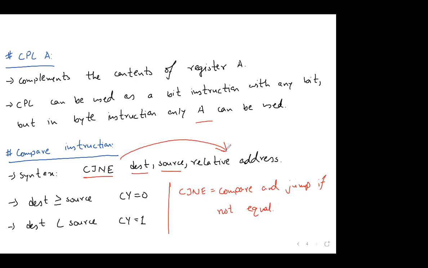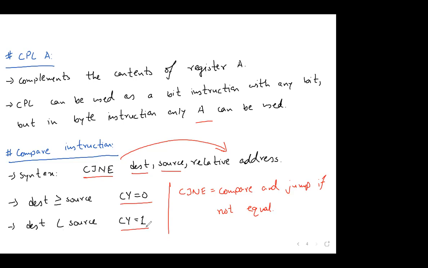Now there are two scenarios which can happen. If they are not equal, then destination can be either greater than source, or destination can be less than the source. If destination is greater than the source, then your carry flag will remain zero. And if the destination is smaller than the source, then your carry flag will become one. Just keep these things in mind for the time being. We'll see an example, then it will be clear, I believe.